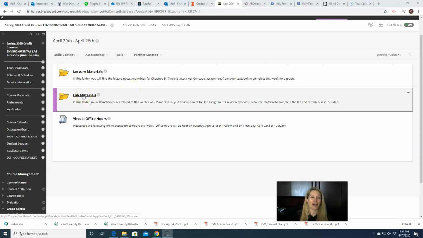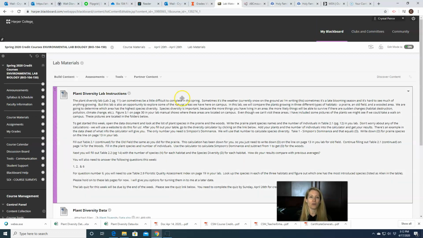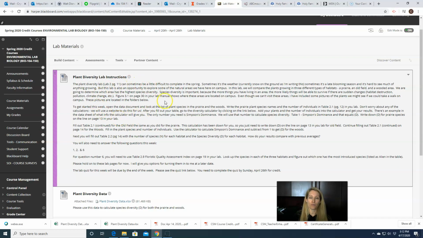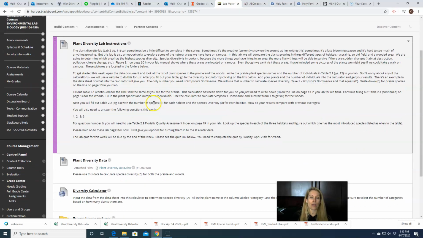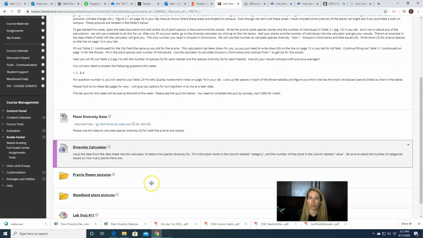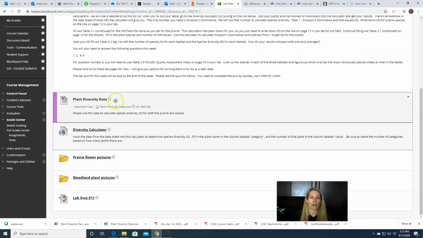So I'm here in our weekly folder. If you click on our lab materials folder, you will see an overview, the lab instructions as usual that I normally give you all, and then the key information that you'll need to complete the lab this week. So we have our data table as normal. This week we're also going to be using an online calculator.